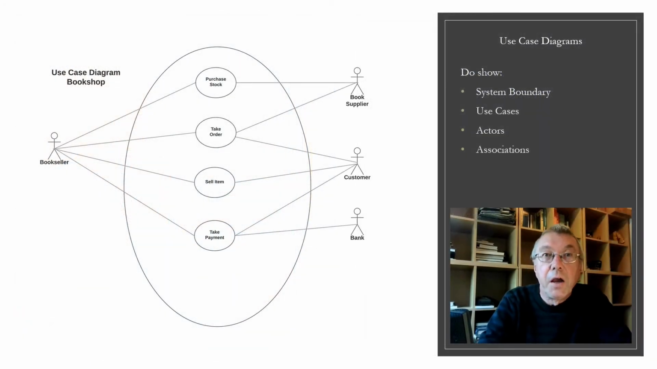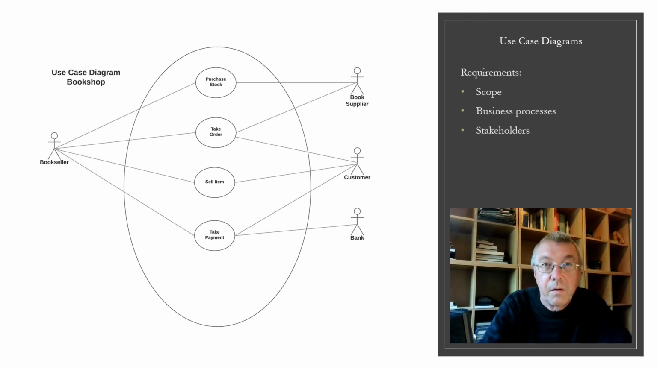To summarise, a use case diagram shows the system boundary, the use cases, what's happening within the system, the actors, the people interacting with those use cases, and the associations between the actors and the use cases. In terms of requirements, the use case diagram has helped us to get a better understanding of the scope of the system and the business processes within it, and also the stakeholders, the people who are using the system and will be a key source of future more detailed requirements.